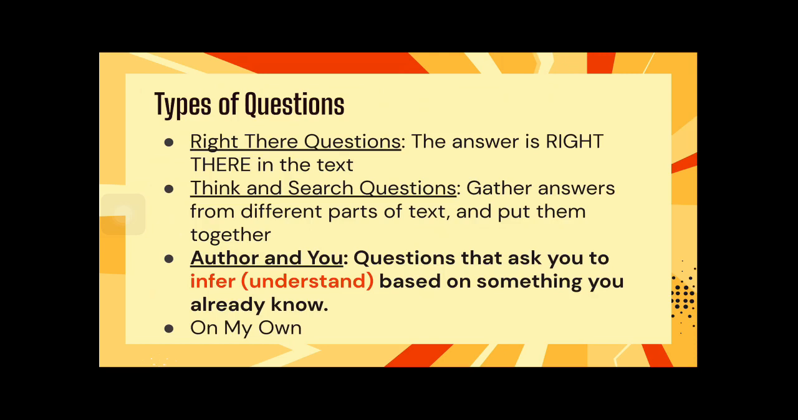We've been working through the different types of questions. We worked on right there questions. Those are questions where the answer is just right in one spot in the text. We worked a little bit with think and search questions where you might have to combine ideas from across the text to answer, but the answers are all right in the text. And author and you questions, those are questions that ask you to infer or understand something based on what you already know. So the author writes something, but he doesn't give you everything that you need to answer certain questions about the text. You're going to need to put in some of your own knowledge.